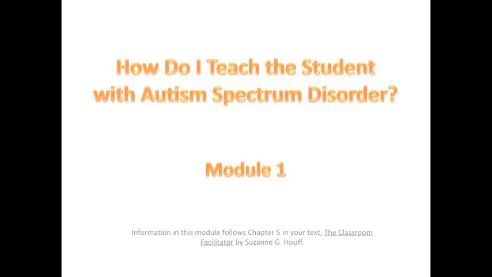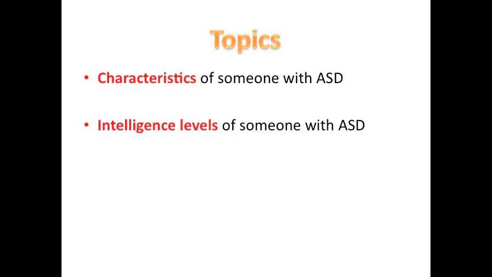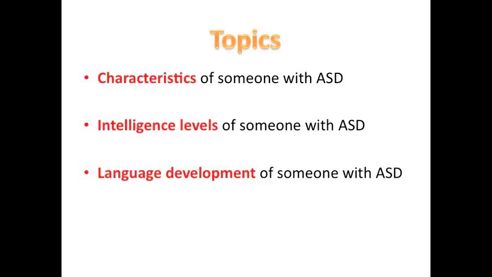Information in this module is based on Chapter 5 in the book The Classroom Facilitator by Suzanne G. Houff. In the first module, we're going to cover 4 topics: characteristics of someone with ASD, intelligence levels, language development, and play skills of someone with ASD. Follow along through the material, and then at the end there is a reflective piece for you to complete.